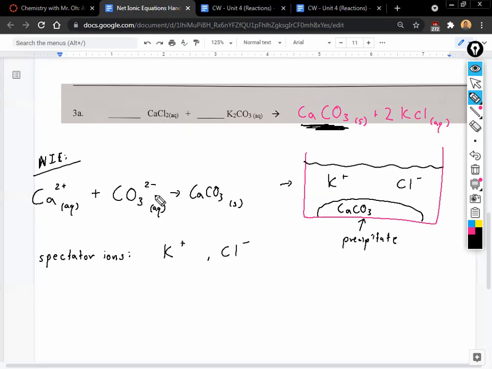Alrighty, guys. So any questions about this part right here? Net ionic equation, spectator ions. According to Mr. Pepic, the ones that react, they're called reactant species. So make sure you guys write this down. That's the terminology.